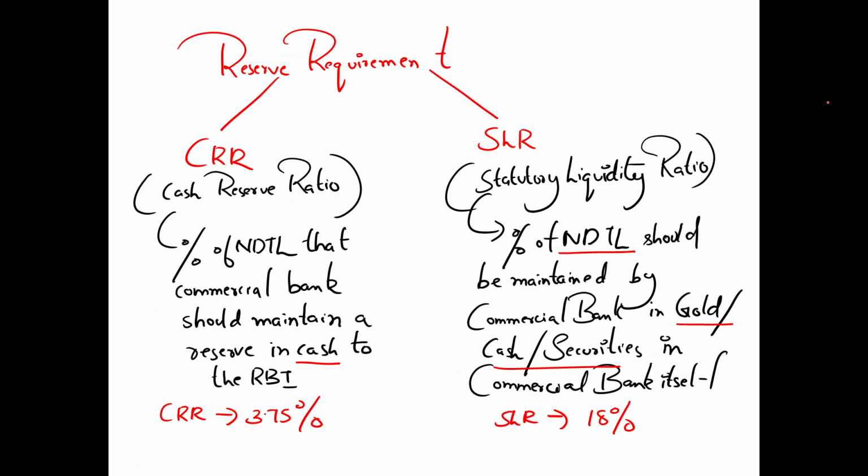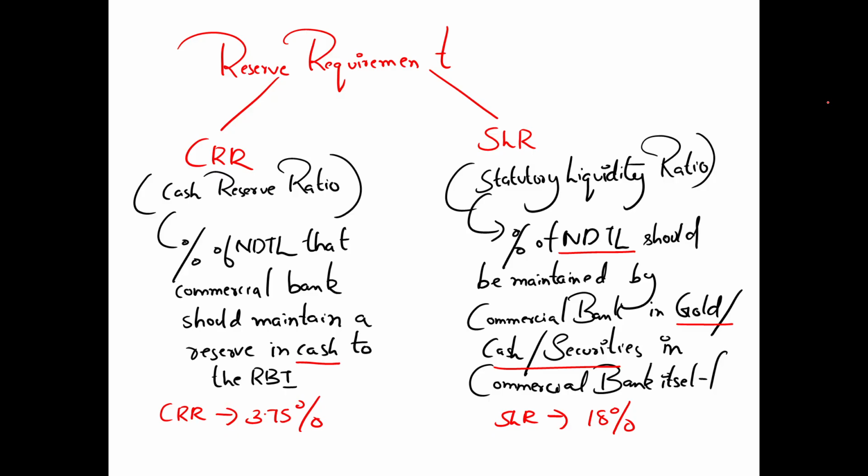So among the total net demand time liability, the commercial bank needs to keep a certain percentage as reserve. So a certain percentage of the net demand time liability or the total deposits should be kept in cash with the RBI, and that rate is known as cash reserve ratio, or CRR. The cash reserve ratio fixed by RBI as on October is 3.75 percent.